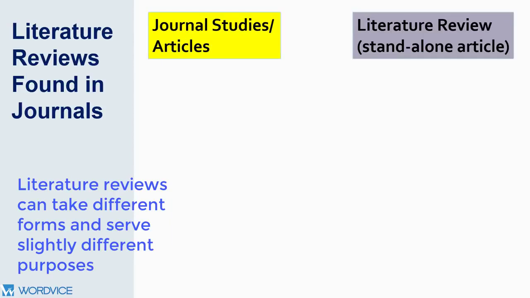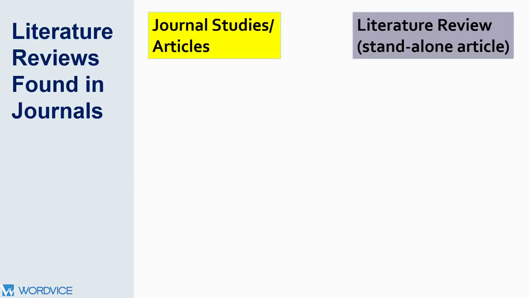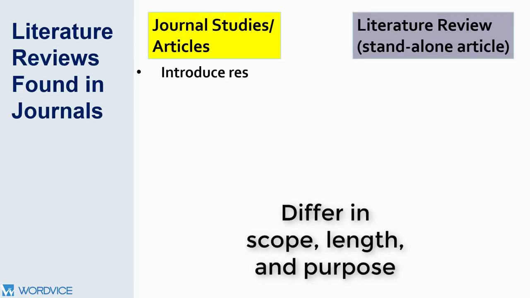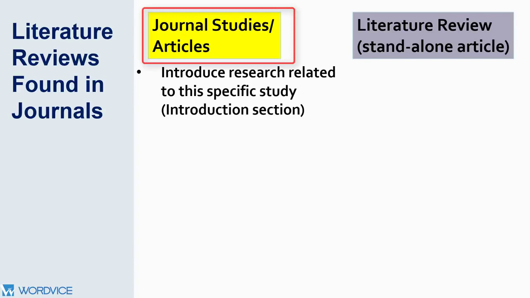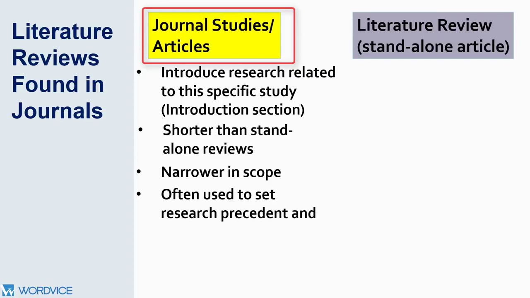The two types of literature reviews found in journals are research articles, such as studies and surveys, and standalone literature analyses. They differ in their scope, length, and specific purpose. The literature review found at the beginning of a journal article is used to introduce the research related to the specific study and is found in the introduction section, usually near the end. It is shorter than standalone reviews because it must limit its scope to very specific studies and theories that are directly relevant to this study. It is also often used to set research precedent and support theory or methods.